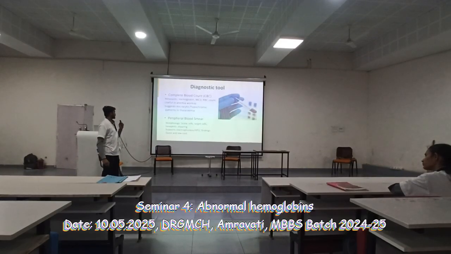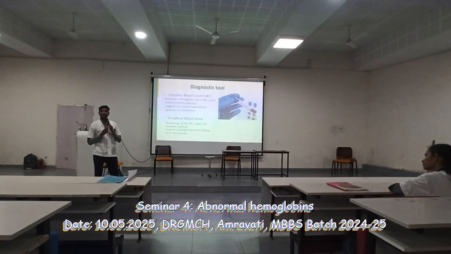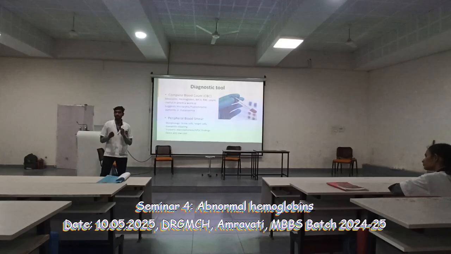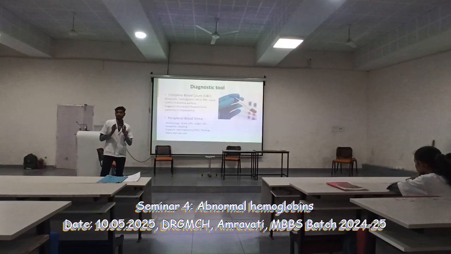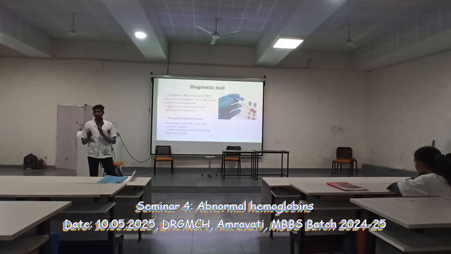First, complete blood count. A complete blood count helps us to detect anemia by measuring hemoglobin level, red blood cell count, and their size. Another one is taking a blood smear. Here we can distinctly see abnormal sickle cells.